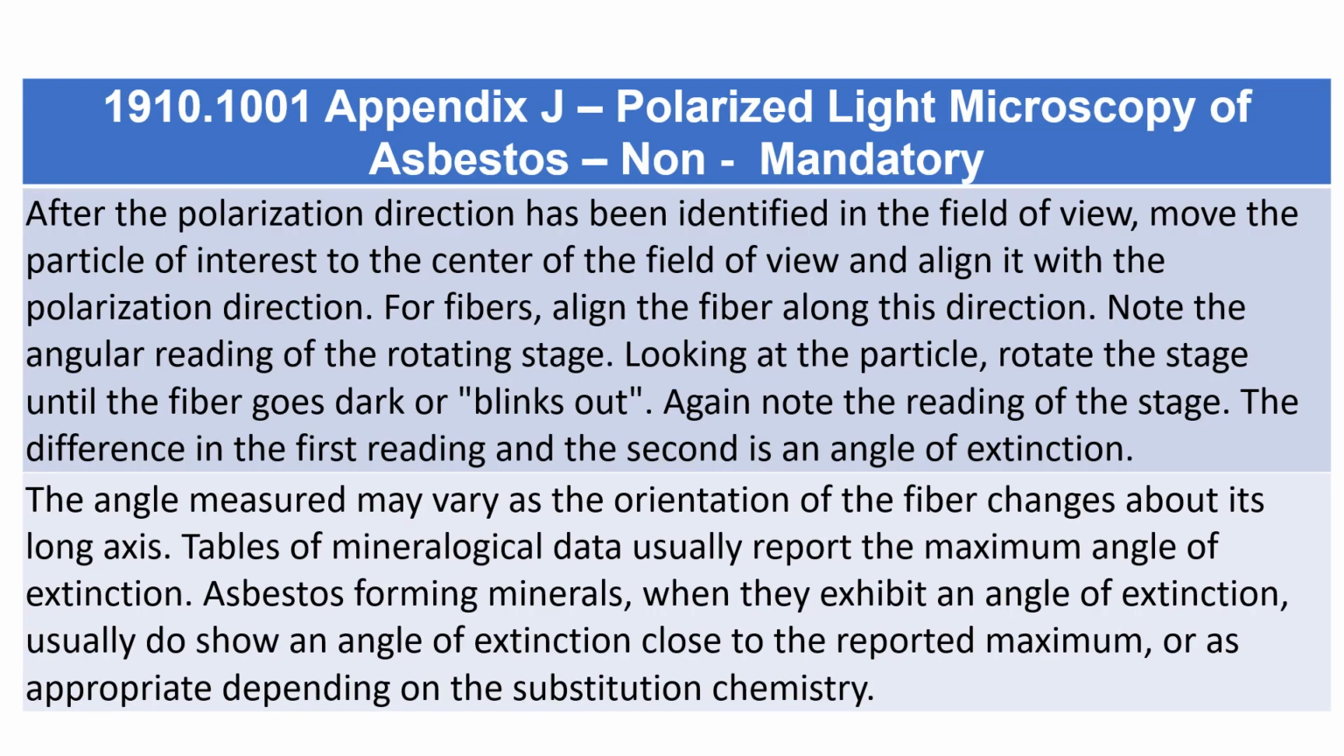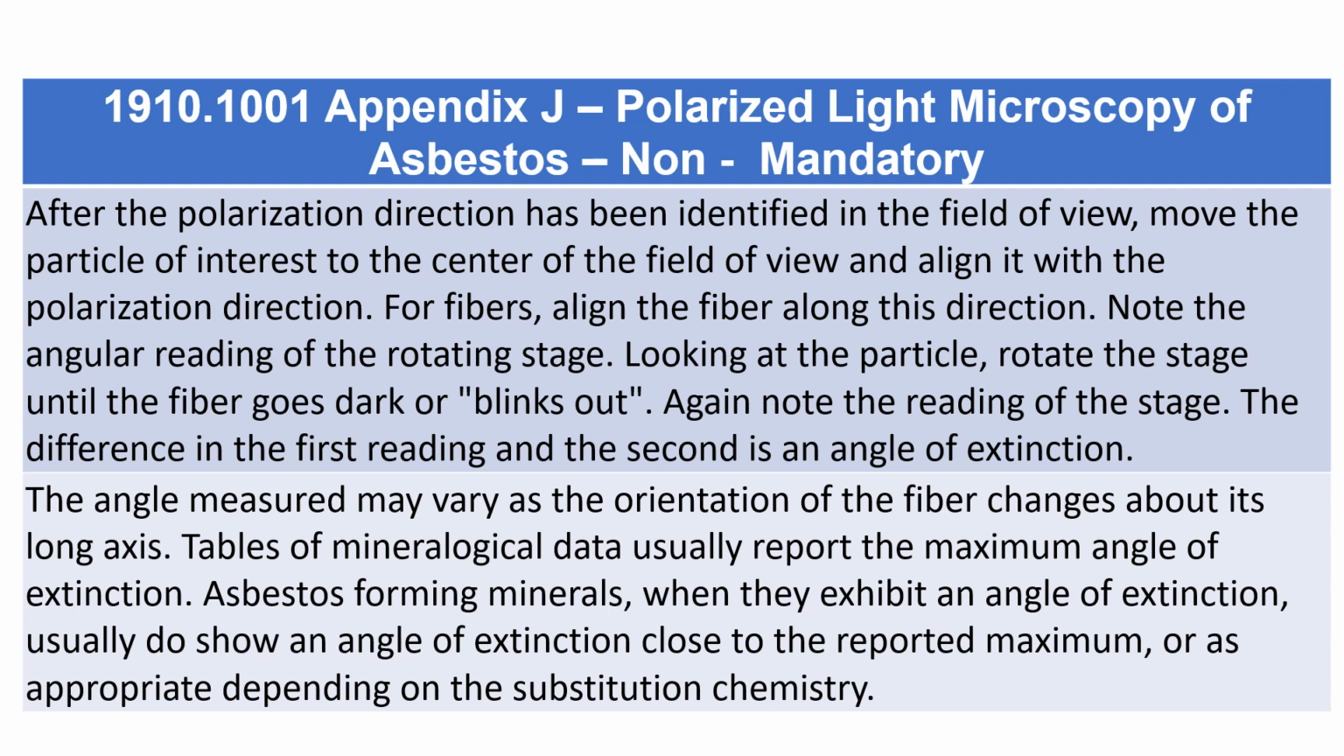After the polarization direction has been identified in the field of view, move the particle of interest to the center of the field of view and align it with the polarization direction. For fibers, align the fiber along this direction. Note the angular reading of the rotating stage. Looking at the particle, rotate the stage until the fiber goes dark or blinks out. Again, note the reading of the stage. The difference in the first reading and the second is an angle of extinction.